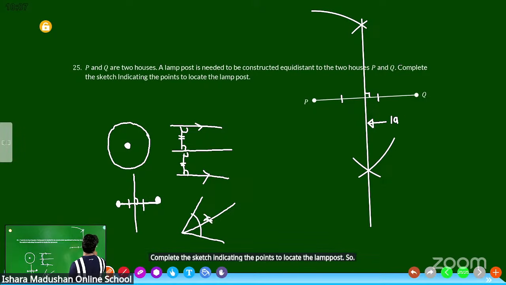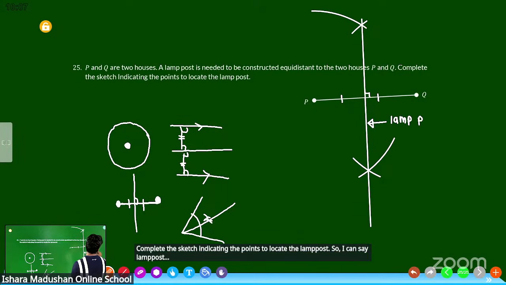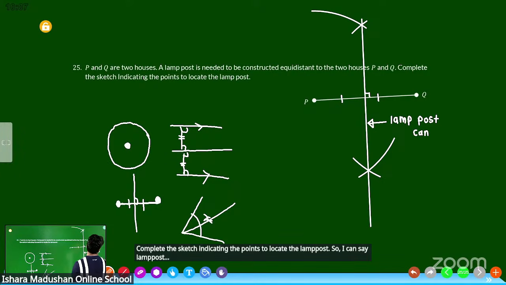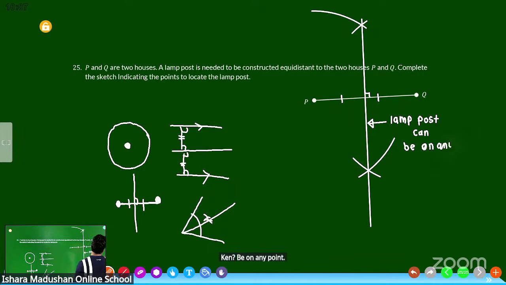So I can say the lamp post can be on any point in this line.